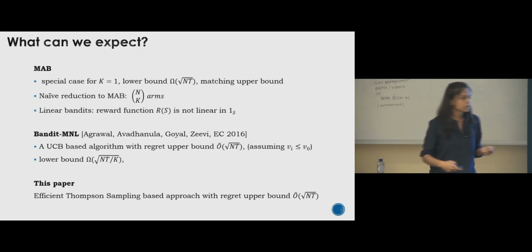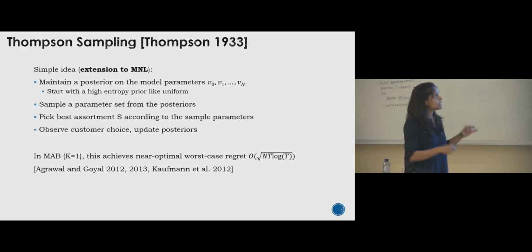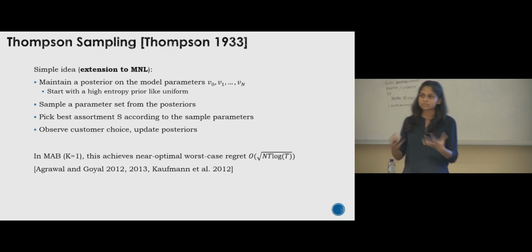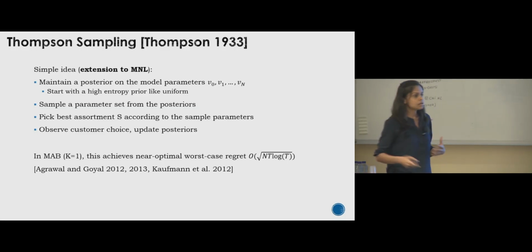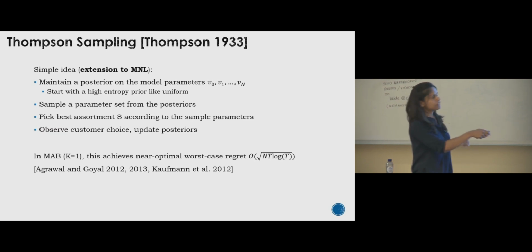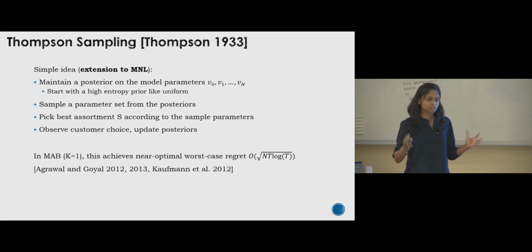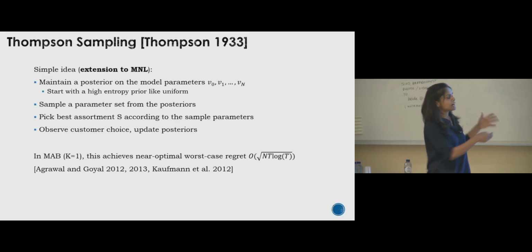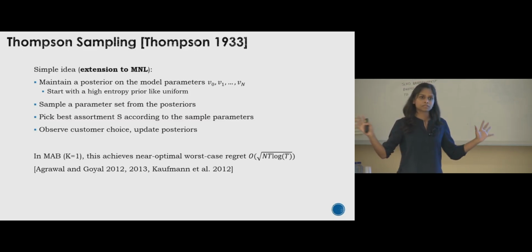Now let me summarize the Thompson sampling approach, which is a very natural heuristic for the multi-armed bandit problem. The way you would do this for this problem is, for whatever parameters you're trying to estimate, V0 to Vn, you would maintain a posterior distribution on them. So you'll start with some high entropy prior like a uniform distribution.